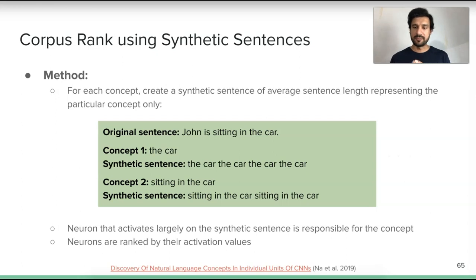So for each concept, we can create a synthetic sentence of every sentence length representing that particular concept only. Here, we want to find the neuron that belongs to the concept the car. So we create a synthetic sentence, the car, and we identify a neuron that maximally activates on the synthetic sentence. And that neuron belongs to that concept. Similarly, if we have an even larger concept like sitting in the car, we can do the same, and we can identify neurons that belong to that particular concept.